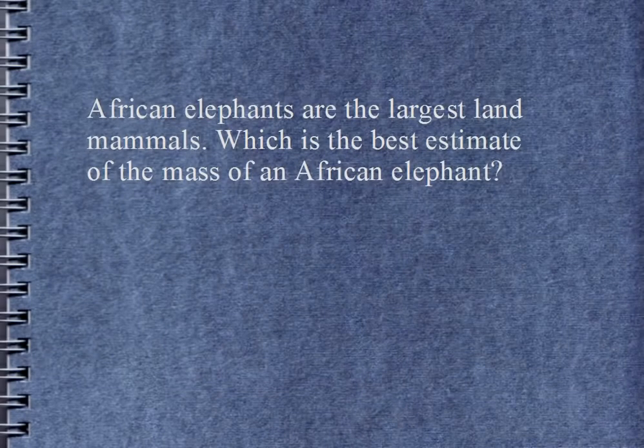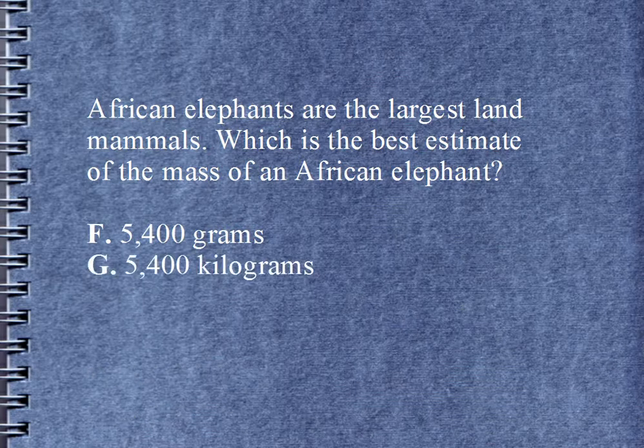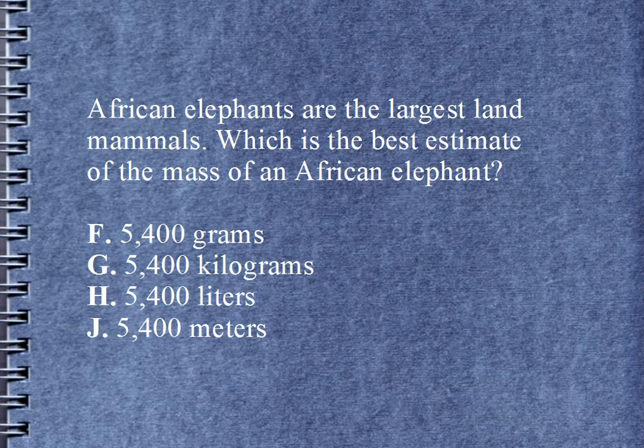So my first example is an actual STAR test question from the past, my favorite that I loved using as an example. African elephants are the largest land mammals. Which is the best estimate of the mass of the African elephant? We can have 5,400 grams, 5,400 kilograms, 5,400 liters, or 5,400 meters. Now you may not know in memory what the answer might be, but we can use reasonability and common sense to figure out what the answer is.